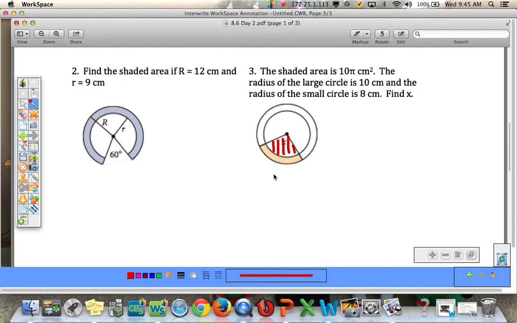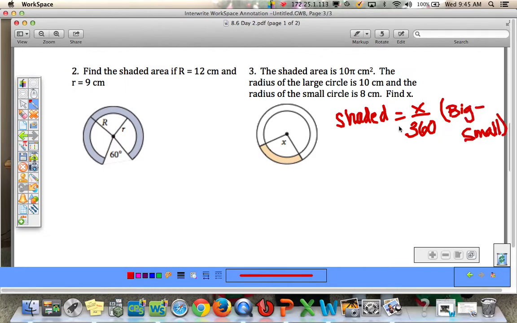Okay, so let's see. This one right here, to find the shaded area, the shaded, which we know, is x over 360, that part of the circle, times, like we did in the previous problem, the big circle minus the small. So that's how we can get the area. It's the fraction of the big circle minus the small circle area.